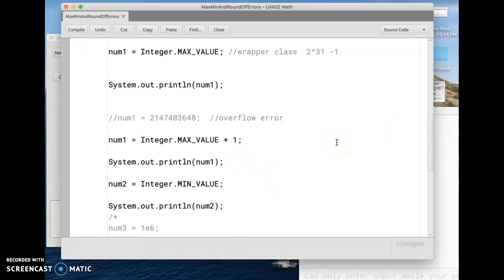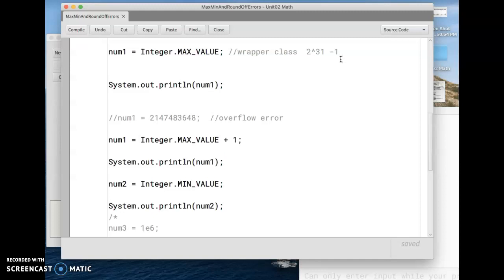Basically, the idea is you have a certain number of digits that the computer is allowed to store, and it is allowed to store up to this grandiose number right there. So up to that 2 billion and whatever. Now, the problem is they take one of those numbers away. That's why it's 2 to the 31st power minus 1. They take one of those numbers away to keep track of the negative sign.